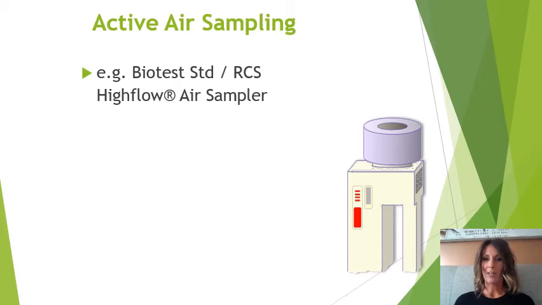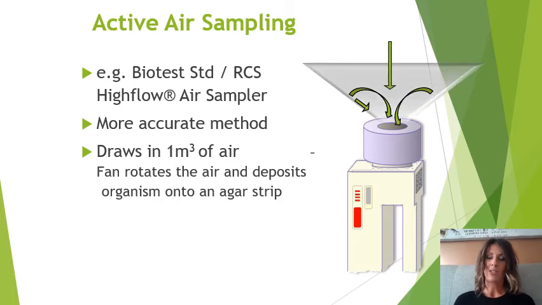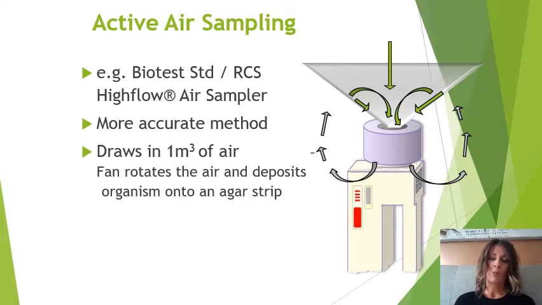Active air sampling, moving away from our random sampling, is a more accurate method of sampling. It's based on air being drawn in over an exposed agar surface. You draw in 1 cubic metre of air, and any microorganisms that are in that air sample will be deposited on the agar surface. When you take an active air sample, just after you've done it, you can actually see dimples on the agar surface where air has been forced onto that surface.